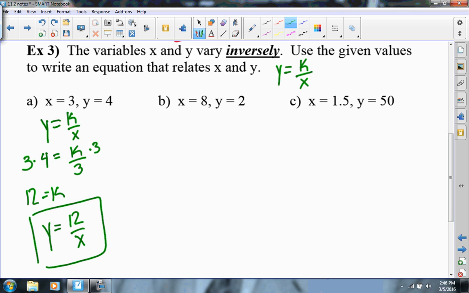So notice here, we're taking 4 and 3, the values for x and y, and we're multiplying them together. And that got us our value for k. So let's see if that happens again here for part B. And y equals k divided by x is the equation that I'm using.